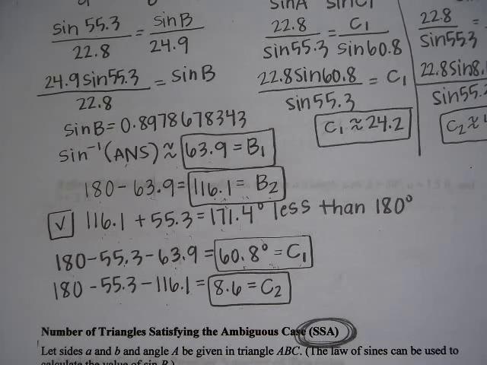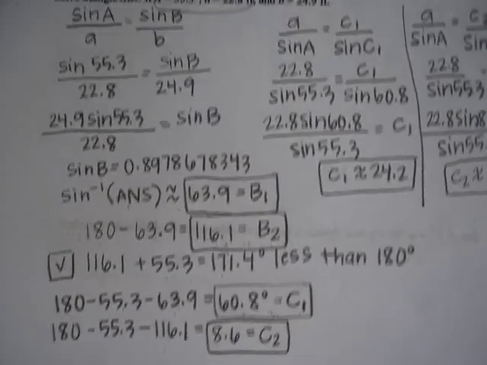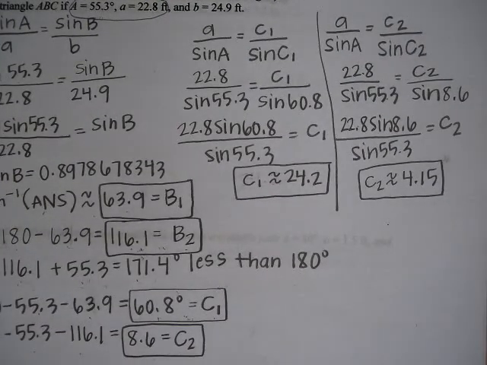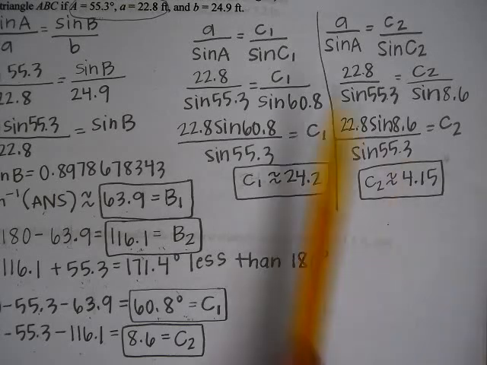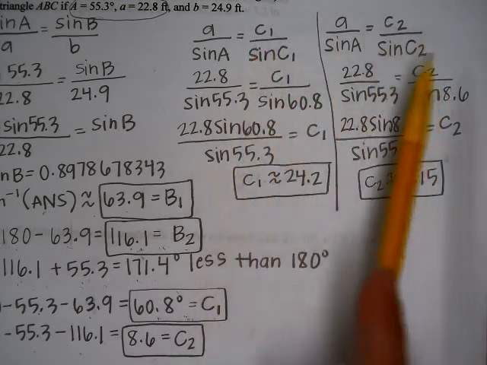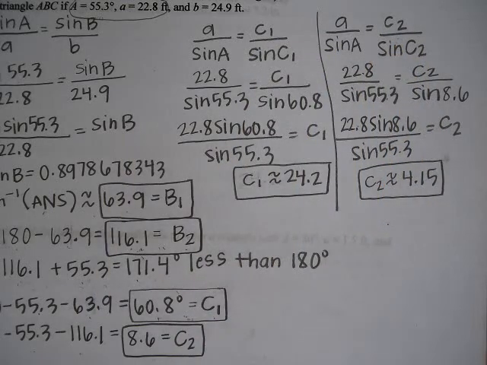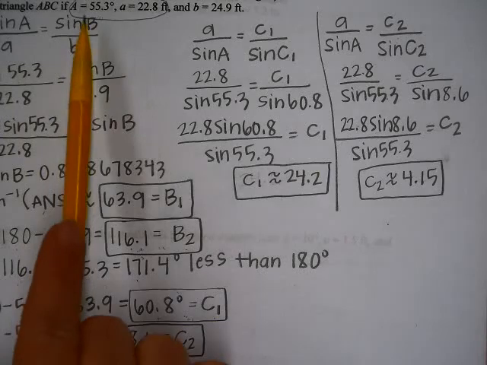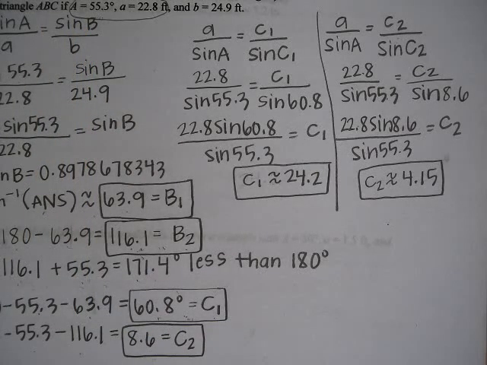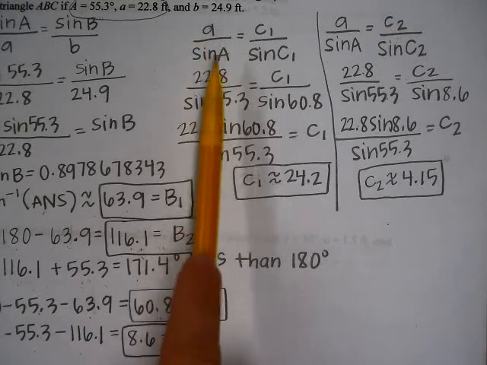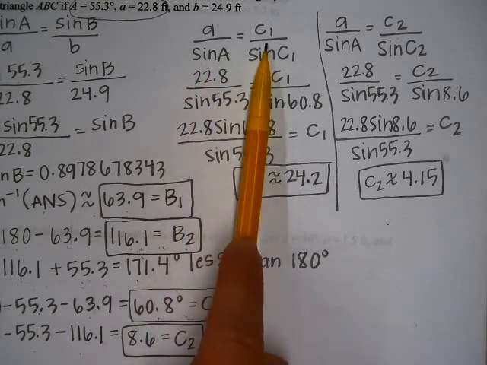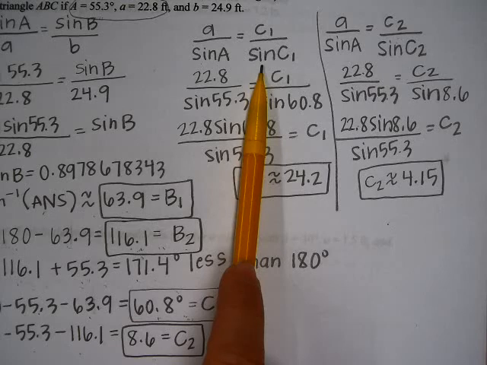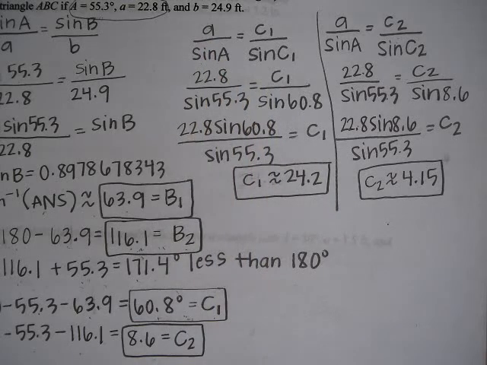All right, so let's move this over. And again, you're setting it up the same way we've been setting it up, okay? So this time we need to solve for little c1 and little c2. And again, what was given to us in the original was big A and little a. So you're going to say little a over sine of big A, little c1 over sine of big C1. So make sure you're using your correct big C for this triangle. All right, plug everything in, cross multiply.